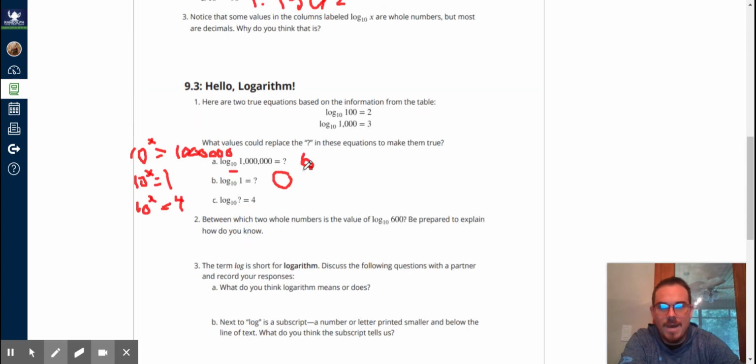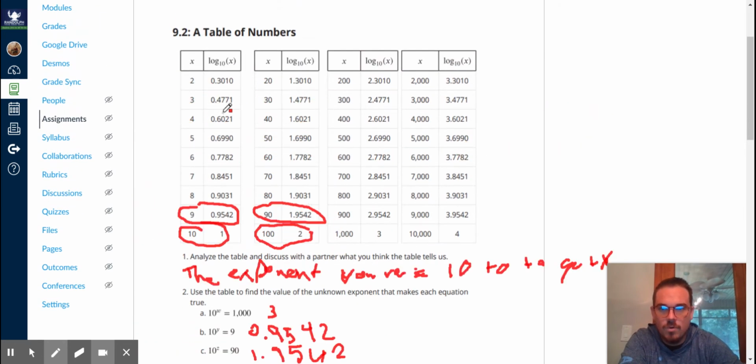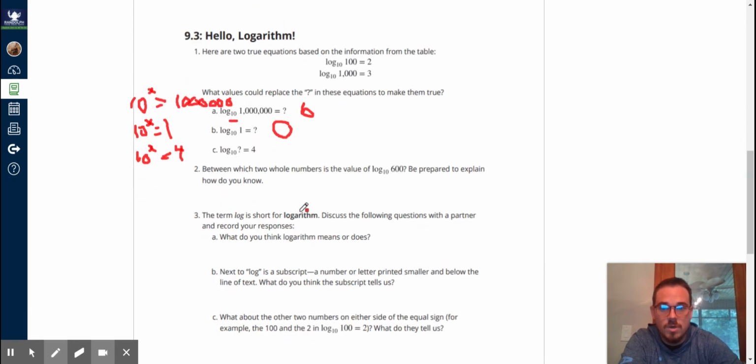Ooh, I know. Let me go back up to my table. Where is 4? Oh, it's right here, right? That's when x is 4, so then I know that my log 10 has got to be 0.6021. Okay, between which two whole numbers is the value of log 10 of 600?